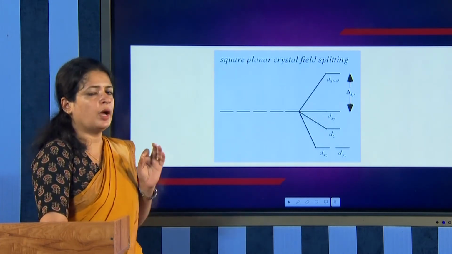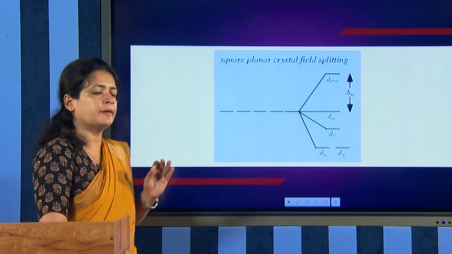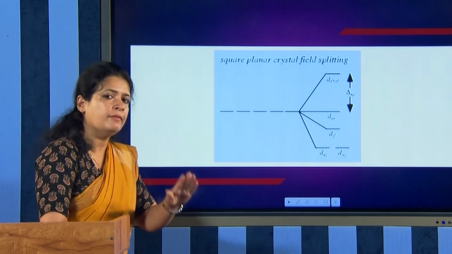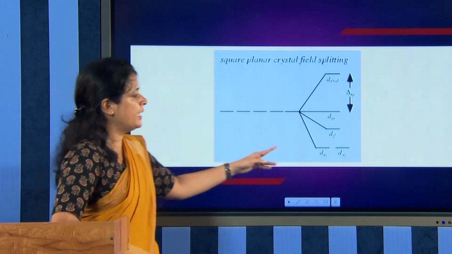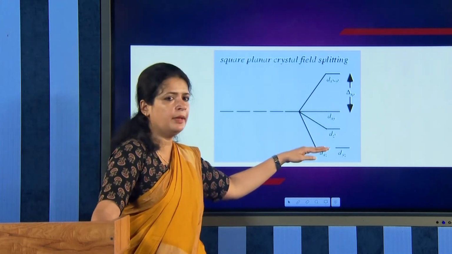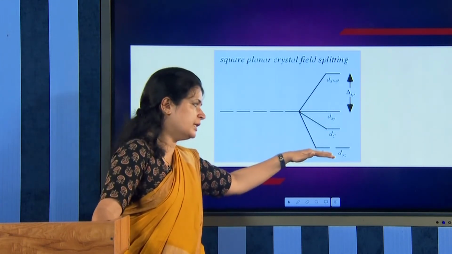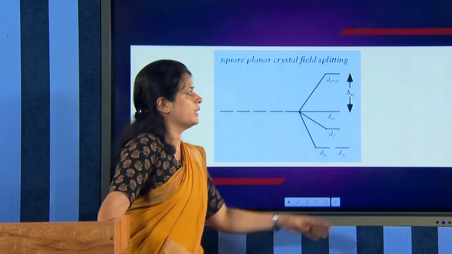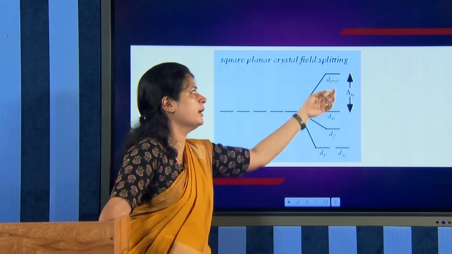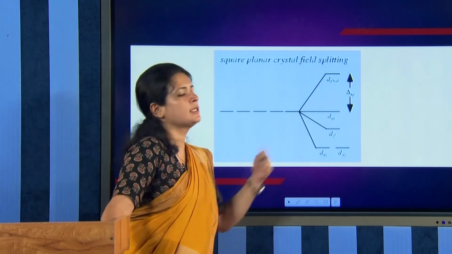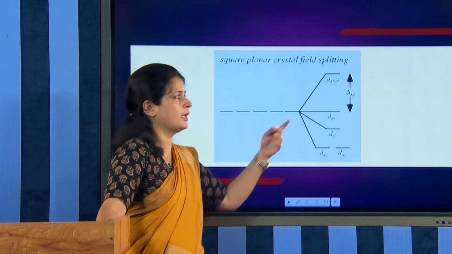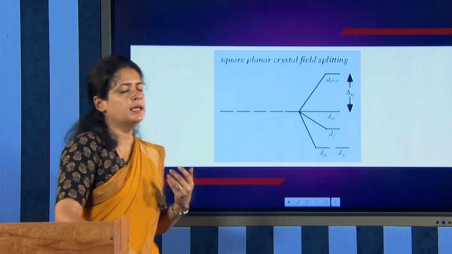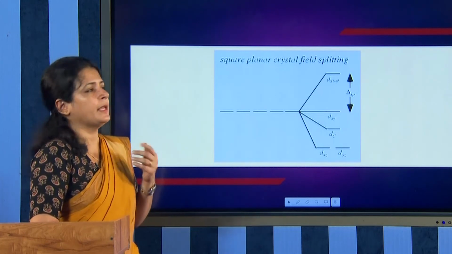The only thing you have to keep in mind is, in the square planar geometry, the dxz, dyz and dz square orbitals will have very low energy. When we compare dxz, dyz and dz square, it will be according to the previous order, that is dxz and dyz will have lower energy than dz square. And here the difference between dxy and dx square minus y square will be the crystal field splitting in the case of square planar, delta sp.